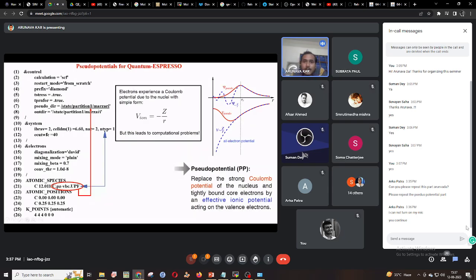So to run Quantum ESPRESSO, we need to provide a pseudopotential file. Why do we need to provide this? If we look at the system, when an electron is moving in a periodic potential, it experiences a Coulombic force. The expression for this ionic potential is proportional to minus 1 by r. Now, if r tends to 0, then what will it give? The ionic potential should be infinite.